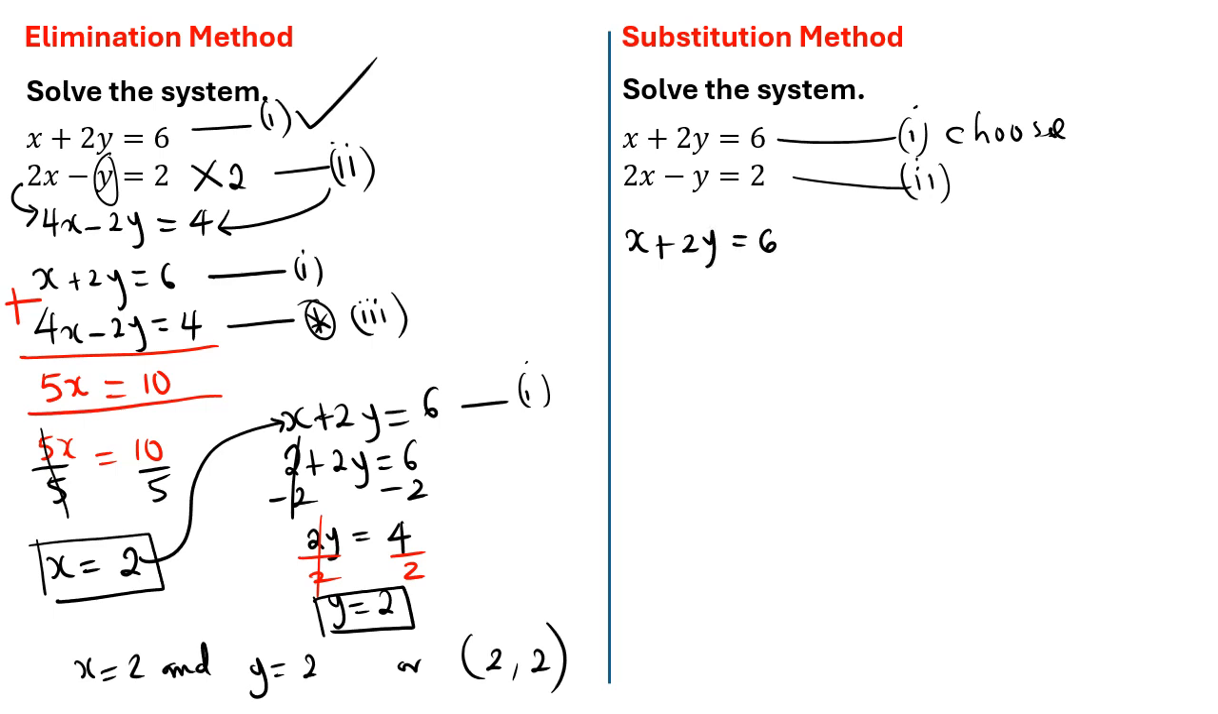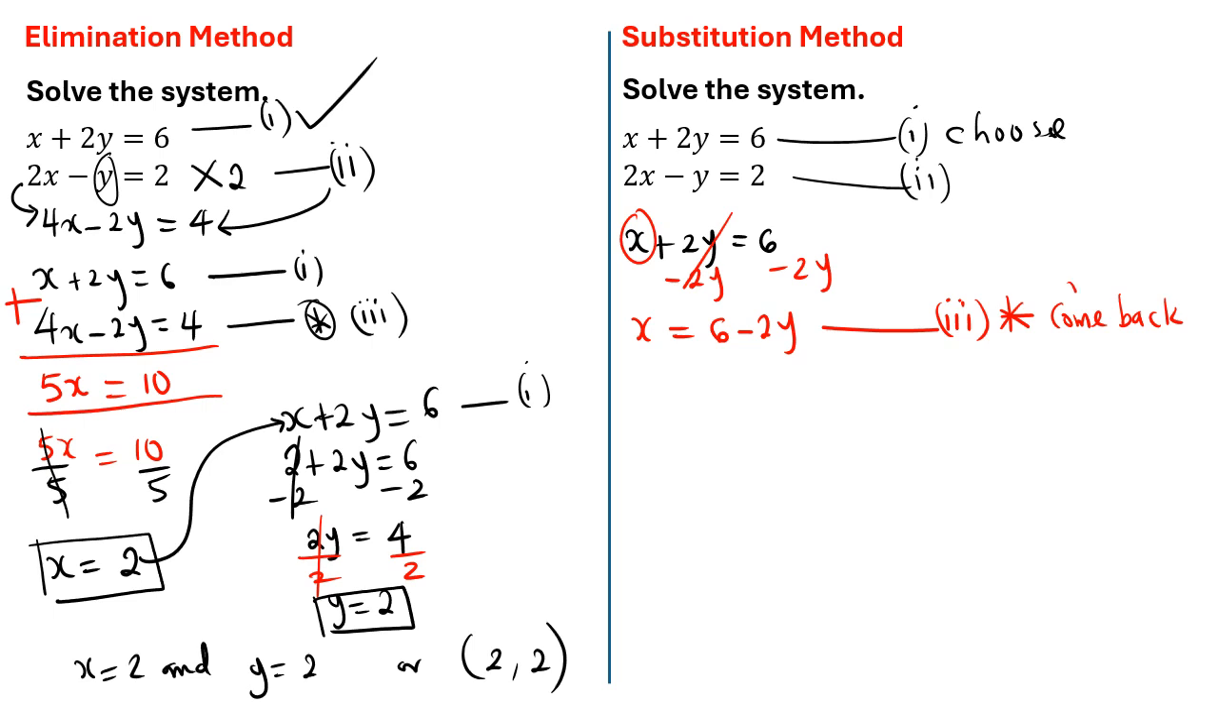I need to isolate this x, right? So I'm subtracting 2y on both sides, and I cross this out. Now we're left, so let me use red still, with x equal to 6 minus 2y. And this is the equation you can call equation 3, or you can just put a star on it and leave it there. We're going to come back to this equation. So always remember to come back here. Let me write come back, or you can just say return.